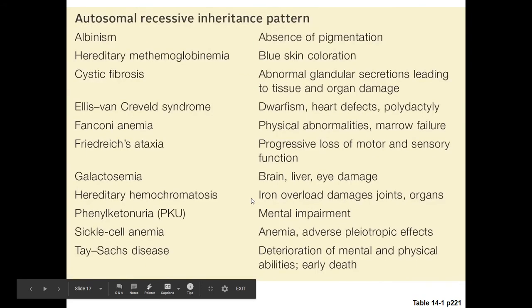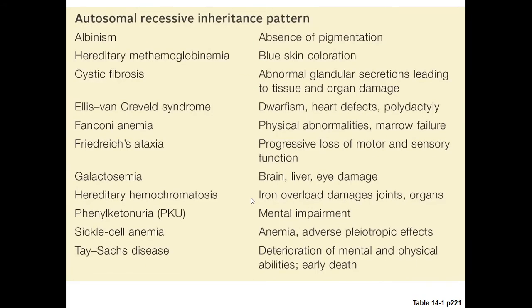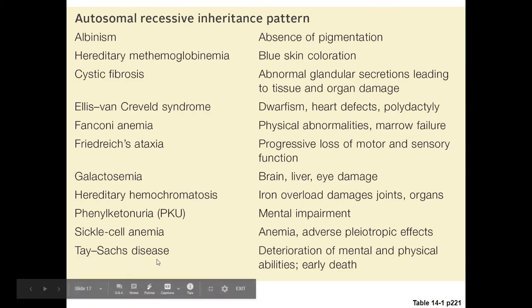There are autosomal recessive inheritance patterns, like albinism, which doesn't necessarily threaten your life, unless you try to go out in the sun a whole lot. But cystic fibrosis, though, is one that can be life-threatening. It definitely shortens the life expectancy of the individual. Friedreich's ataxia, sickle cell anemia, Tay-Sachs disease, all of these can be very, very bad too.